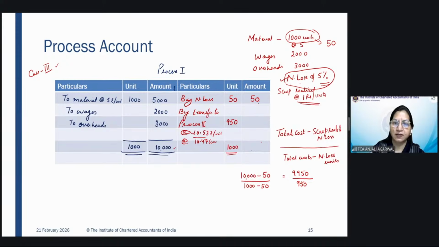Okay, case 3. This was case 2, when normal loss was not giving any return, and the cost was 10.53. But now when normal loss has been able to recover 50, my cost has been reduced by approximately 6 paisa per unit. So far, if you have any doubt, please ask me. And then we will also prepare the normal loss account.